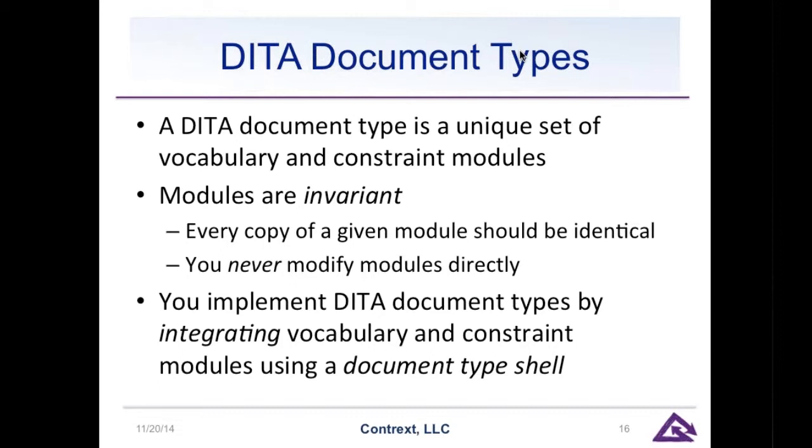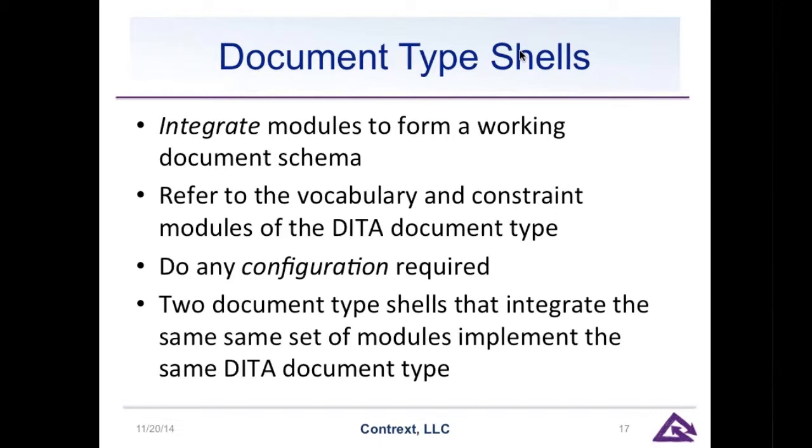You implement your document types by integrating, that's the term that the standard uses, your vocabulary and constraint modules using a document type shell, right? So a document type shell integrates modules to form a working document schema or grammar. You're going to refer to the vocabulary and constraint modules that you want. You're going to do any configuration required. There are some configuration twiddles you can do there, for example, what nested topic types are or are not allowed, right?